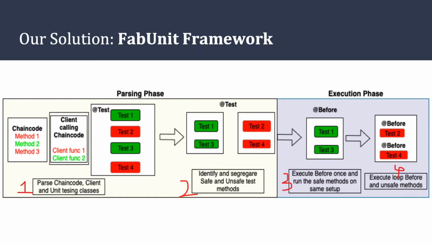We present FabUnit, a framework for faster execution of unit tests in Hyperledger Fabric. The approach we took is divided into two phases, the parsing phase and the execution phase.